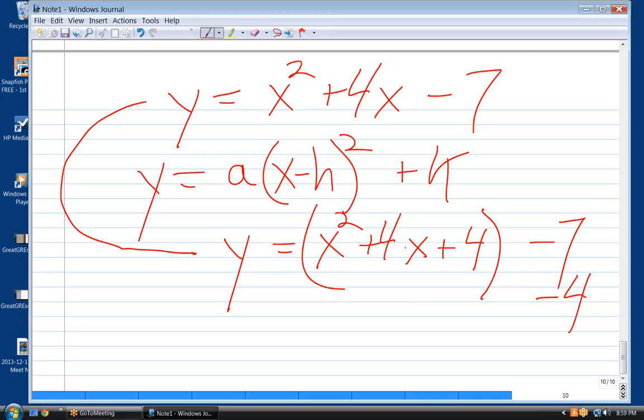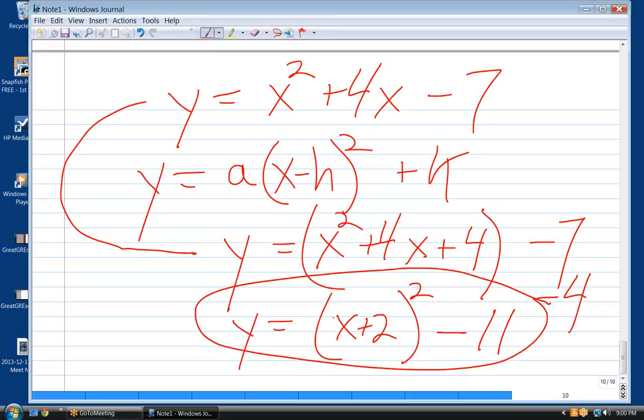Okay, now this can be stated how? Y equals x plus 2 squared. Because that term is plus. So it's always going to be whatever the sign is of that middle term. Minus 11. Now that's in vertex format.